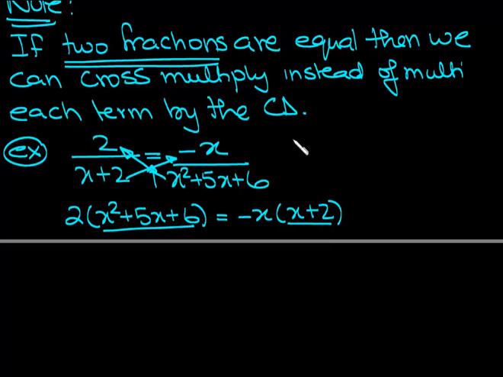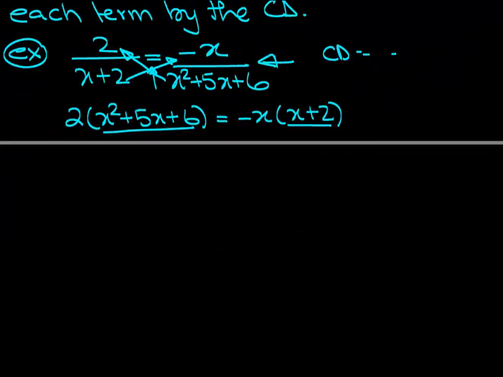Now, the whole idea out here was to get rid of the fraction. So normally we would find the common denominator and do that. That would work perfectly fine, the common denominator method that I showed you earlier. But when you have two fractions equal, this is much faster. You don't have to worry about finding the common denominator. So let's go ahead and solve this.